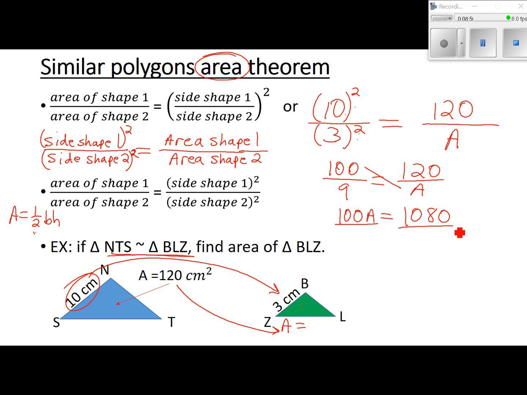Divide both sides by 100. You end up with just A on this side. On the other side, 1080 divided by 100. You could probably do that in your head, or you can grab your calculator. You end up with 10.8.